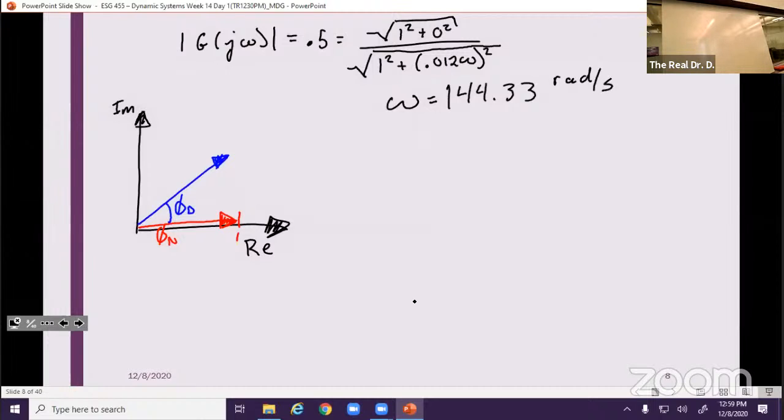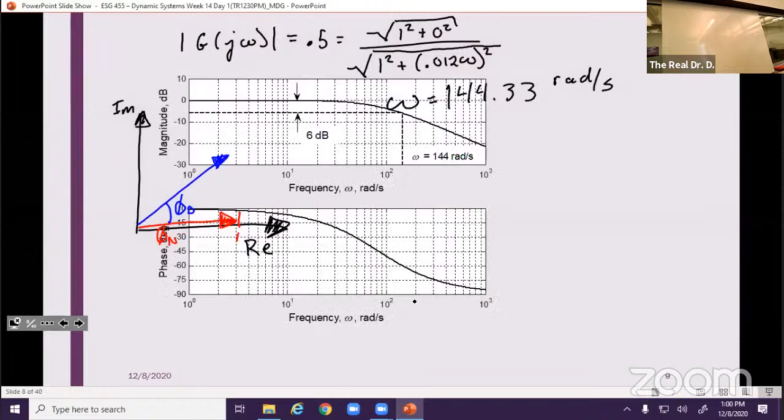So why is this important? This tells us that when we've attenuated by 50%, we will be at this frequency, at 144.33 radians per second. Now, that's great. We can do it by hand, and that's fine. But we're specifically asked to use the Bode plot to do this. So how do we do that?